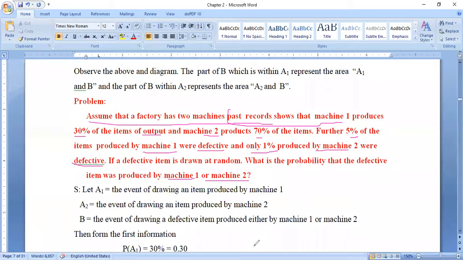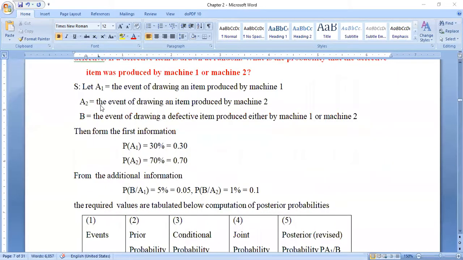Okay, listen here. So we need to find the defective items. By observing this problem, we understood that in a factory there are two machines, machine 1 and machine 2. Machine 1 produces 30% of the output and machine 2 produces 70% of the output. Then 5% of the items produced by machine 1 and 1% of the items produced by machine 2 were defective. By observing this question, first of all, what we have to do here is very simple. You see this solution here. Simply we have to write in this way.